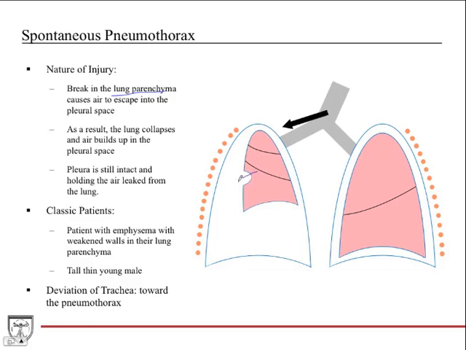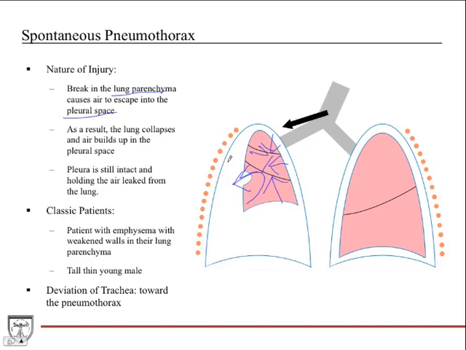So a spontaneous pneumothorax, this is an example of where it's a break in the lung parenchyma and the visceral pleura. So it's a break here, and the air leaks out, and it leaks into the pleural space. And then as a result, the lung actually collapses, because it's kind of like letting air out of a balloon. The lung is going to collapse. It's just a bag of air, basically. And so what happens is then air builds up here in the pleural space.